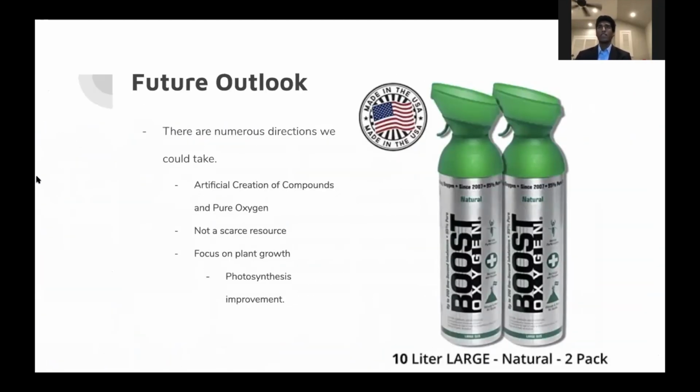Our future outlooks. Since, as we said earlier, oxygen is not scarce at all, there are many different directions people have taken to utilize oxygen for the future. So artificial creation of compounds and pure oxygen has been noticed from the pure oxygen generator. And a lot of scientists have focused their oxygen improvements on plant growth. So photosynthesis grows to create better plants. The photo, however, is a less serious utilization of oxygen, in that it is supposed to replace energy drinks, where you inhale this oxygen and you're supposed to have better stamina.